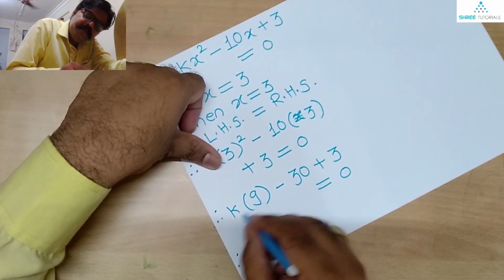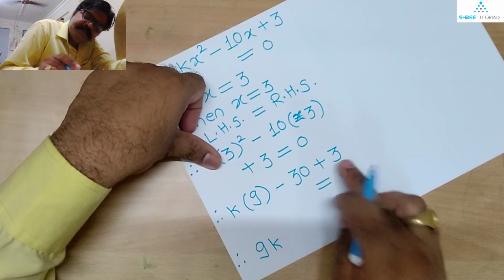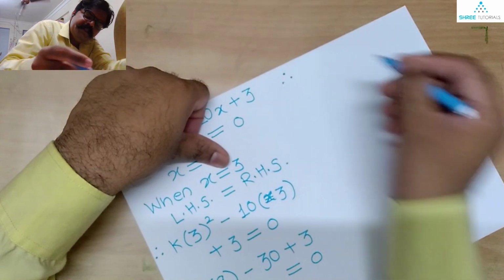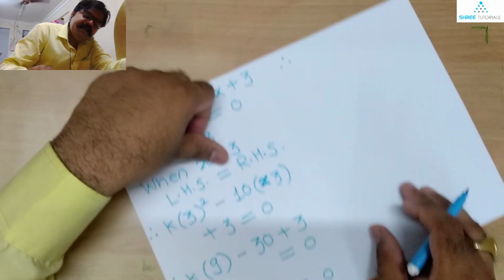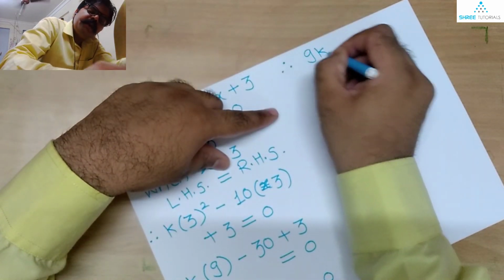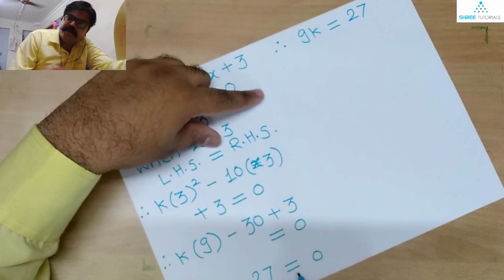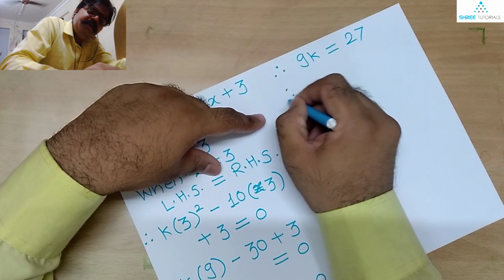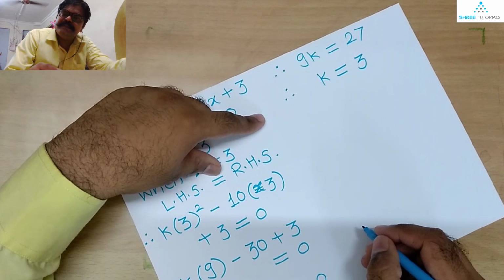Therefore 9 multiplied by k, this will give us 9k, minus 30 plus 3, that will be minus 27, is equal to 0. And therefore since we are interested in the value of k, this 27 I am going to move on the right hand side. Therefore it will be 9k is equal to positive 27. After crossing this border, minus will become plus. Now dividing both the sides by 9, we are going to get k is equal to 3.